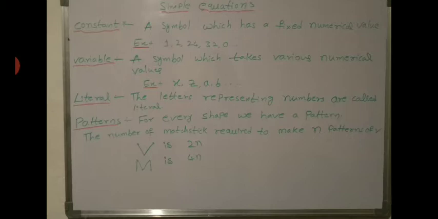Another example, I just want to make M. By using matchsticks, 4 matchsticks are enough. I want to make M by using 4 matchsticks. But if I want to make n number of M's, I need 4 into n matchsticks. So the pattern for making n number of V's is 2n. The pattern for making n number of M's is 4n.